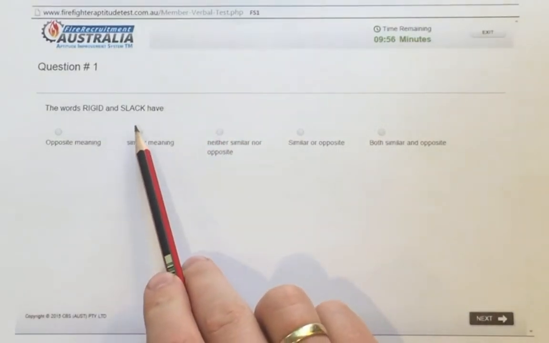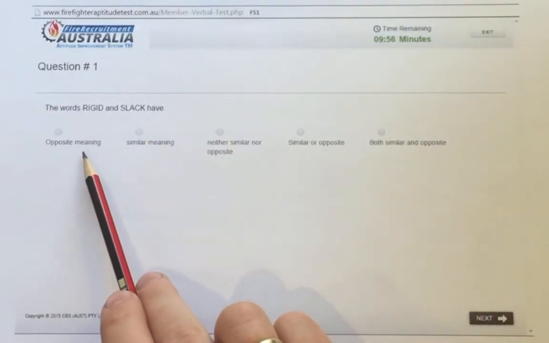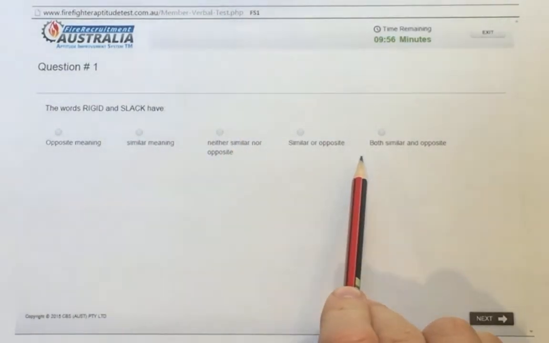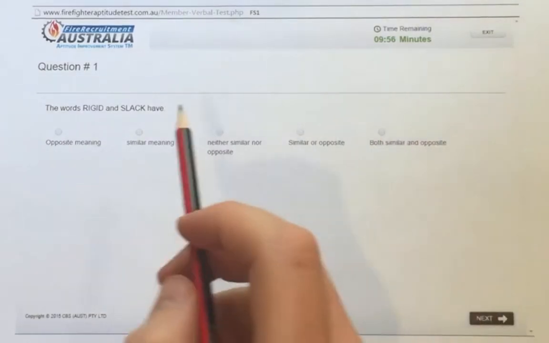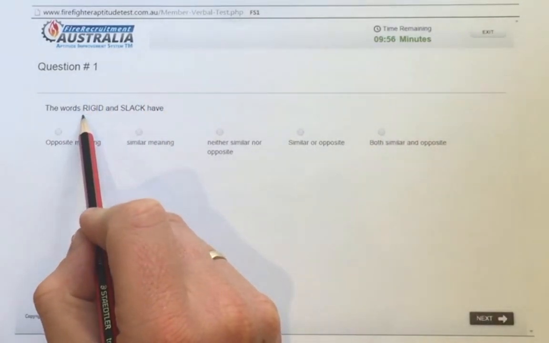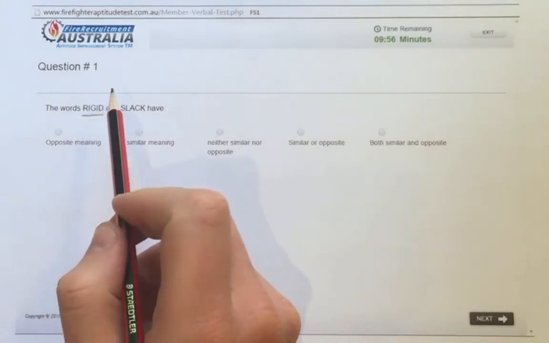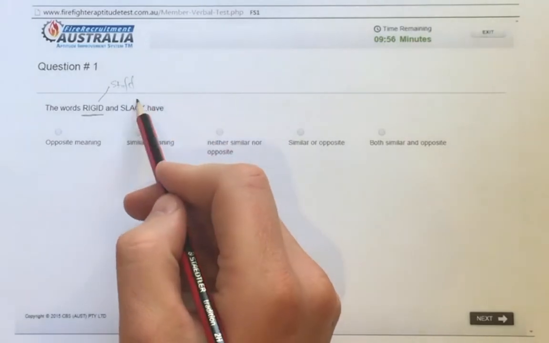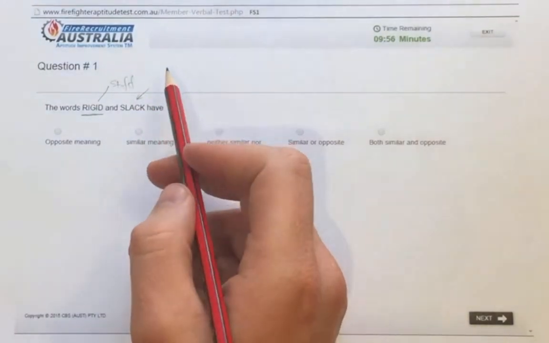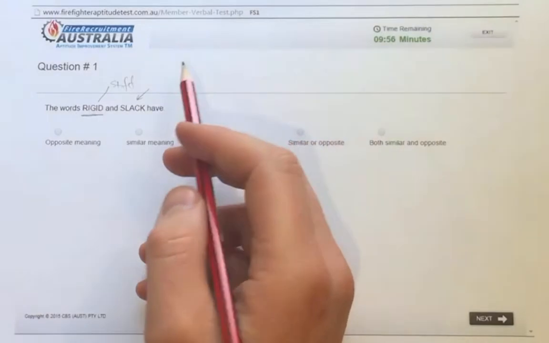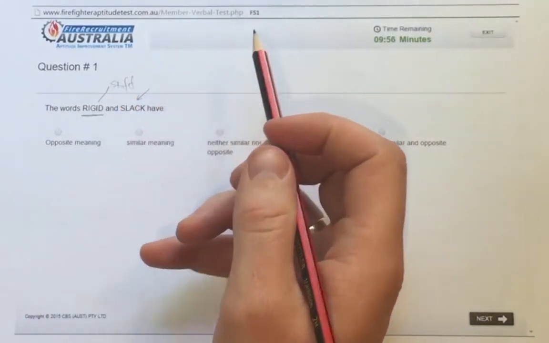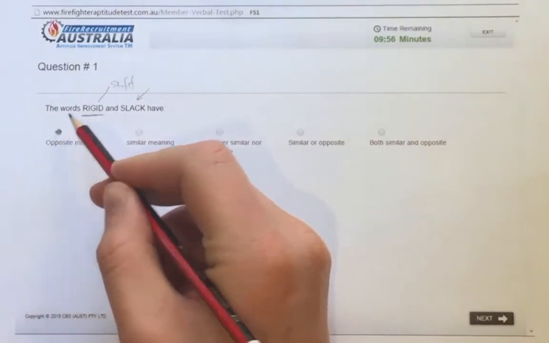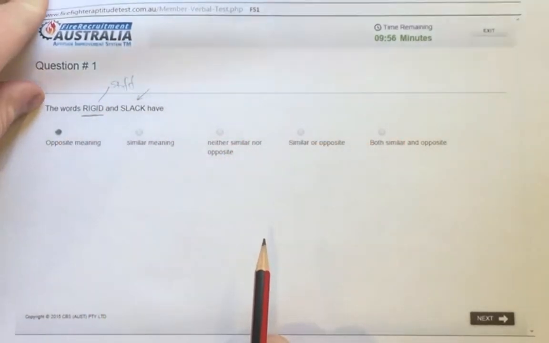The words rigid and slack have: opposite meaning, similar meaning, neither similar nor opposite, similar or opposite, both similar and opposite. So this is a really simple one. Rigid means like stiff. Slack means the opposite of stiff, or rigid. So this one is just opposite in meaning. Nice and simple.